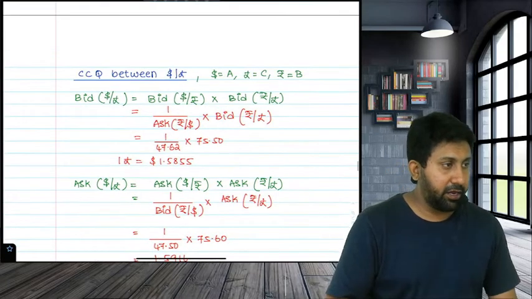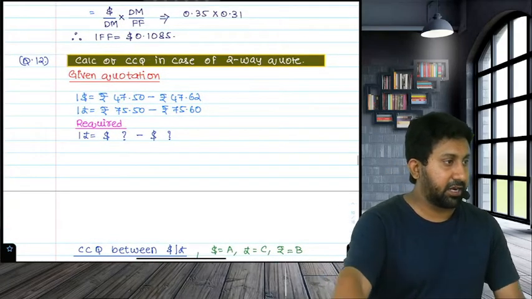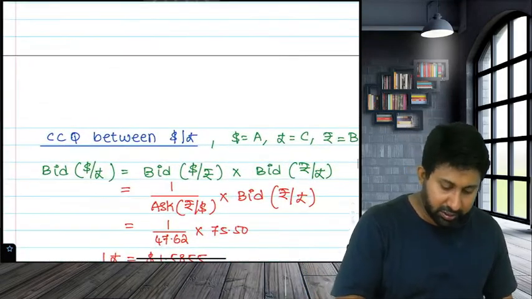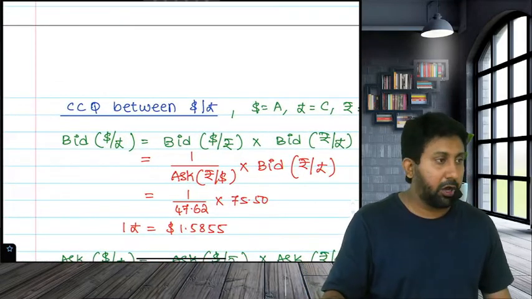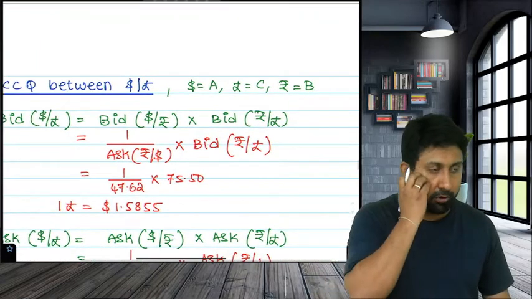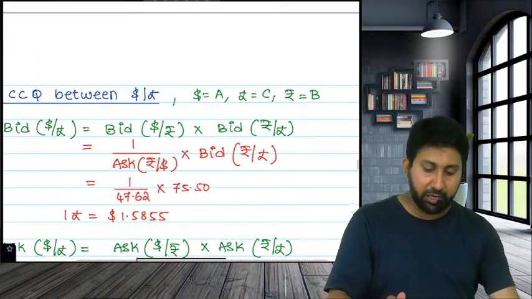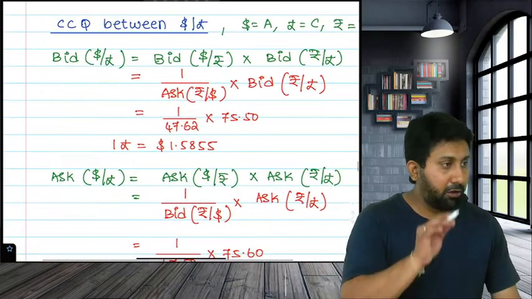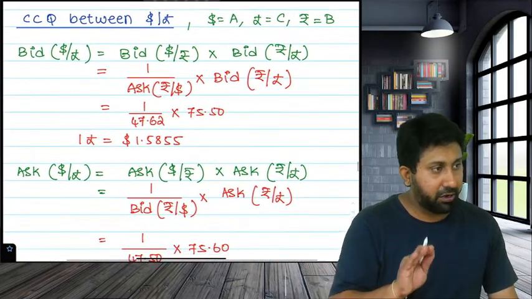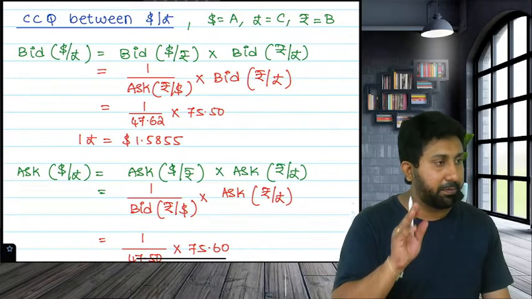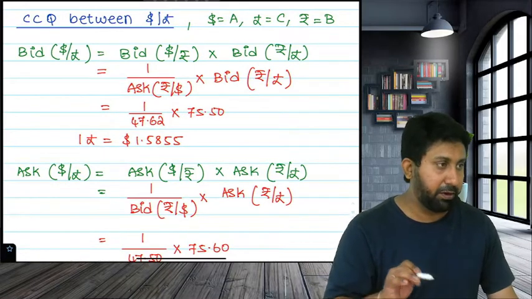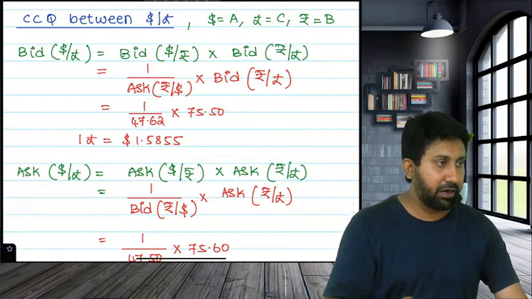So technically we have to calculate the cross currency quotation. What quotations are cross currency quotations? Cross currency quotation between dollar by pound: dollar equal to A, pound equal to C, and rupee equal to B. So bid of dollar by pound equal to bid of dollar by rupee into bid of rupee by pound. Bid of dollar by rupee can be written as 1 by ask of rupee by dollar. Bid of rupee by pound we can take directly.